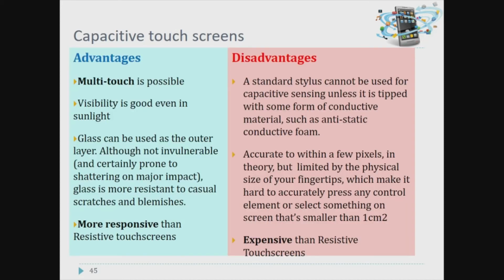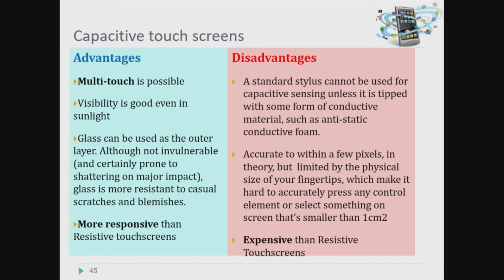The advantages of using the capacitive touch screen: you can have multi-touch. Compared to the previous one, which only has single touch, this one has multi-touch. Multi-touch is possible. The visibility is good even under sunlight compared to the resistive. Glass can be used as the outer layer, although not invulnerable, and certainly prone to shattering on a major impact. Glass is more resistant to casual scratches and blemishes. This one is more responsive than the resistive touchscreen.